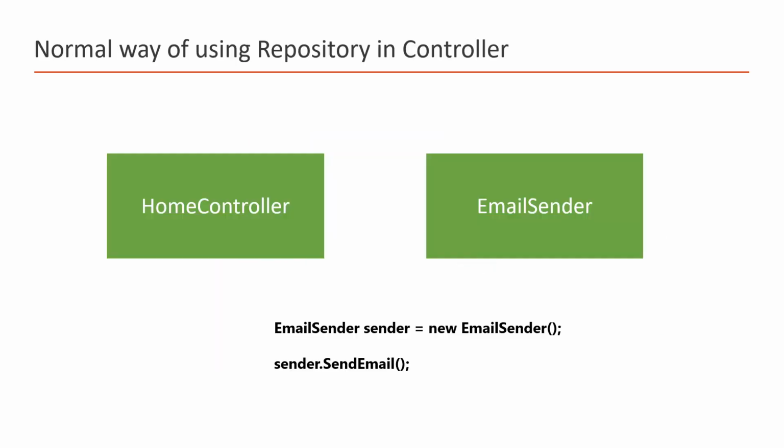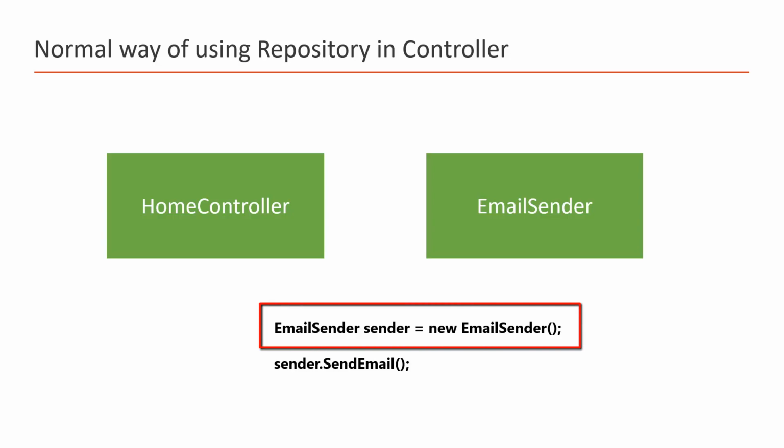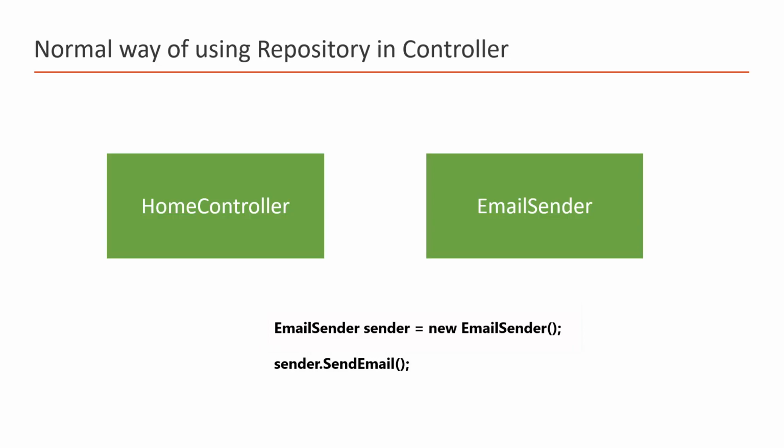Here is the first way to use the repository. For example, here on the left side I have the home controller, and here on the right side I have an email sender. The email sender service is a class and it has all the methods that are required to send an email. Now I want to use this email sender service in this home controller. So what we will do, we generally create a new instance of this email sender by using the new keyword, and by using the name of the object, we call all the methods or properties and we send the email. This was the first way.